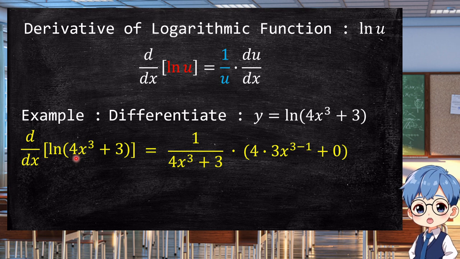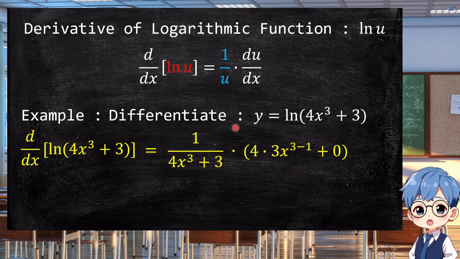So the derivative of 4x cubed is just 4 times 3, x to the power of 3 minus 1, plus the derivative of 3 is 0. So simplifying this, we have 4 times 3, which is 12. Then, of course, x to the power of 3 minus 1 is 2, x squared. And of course, disregard 0.